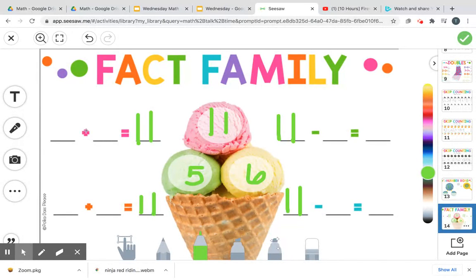So when we add, we take our two parts and we add them up and they make the whole, and then we can just switch them and they still add up to make the whole, which is 11. But when we subtract, we take one of the parts away and we write what's left, and then we take the other part away and write what's left. And that is how you do your fact families with 11, 5, and 6.